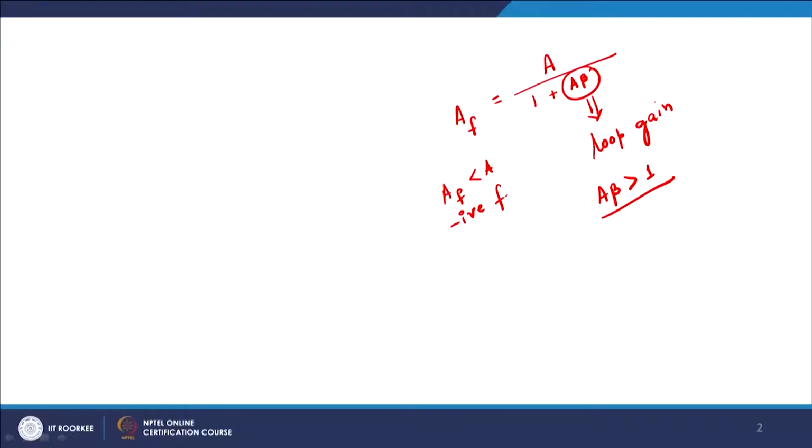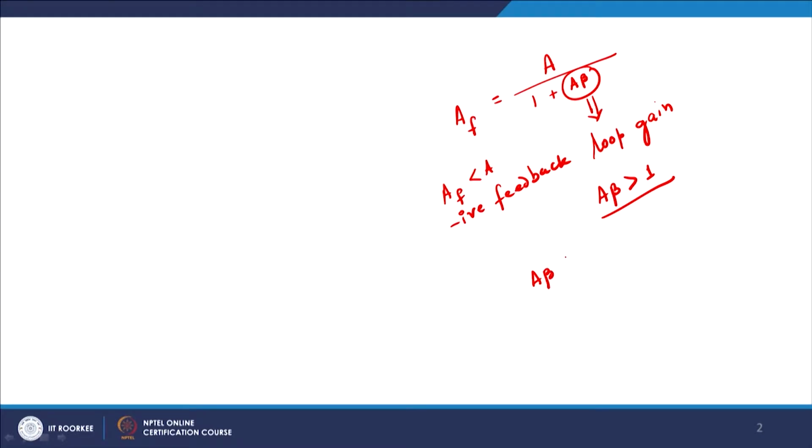If you remember, in our previous module, we had discussed the concept of negative feedback. What is the meaning of negative feedback? We have seen that the general scheme is that amplification with feedback equals amplification without feedback upon 1 plus A beta, where A beta was referred to as the loop gain. As long as A beta is greater than 1, you will automatically have AF less than A, and we refer to this as negative feedback. That means, with feedback the gain is reduced.